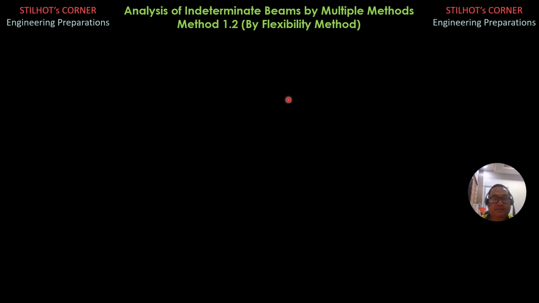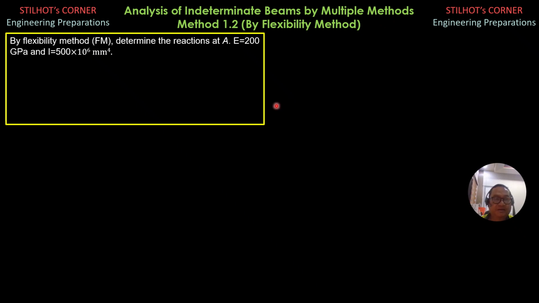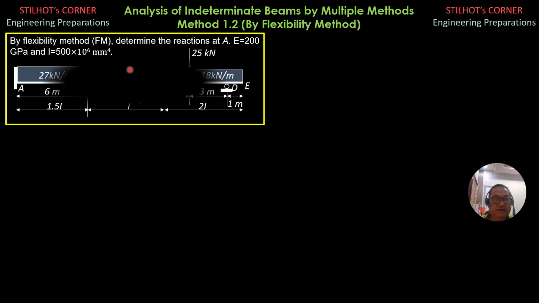So here is the problem. This is by flexibility method. So by flexibility method, determine the reactions at A. E is 200 gigapascals, and I is 500 times 10 to the 6. So this is the figure.